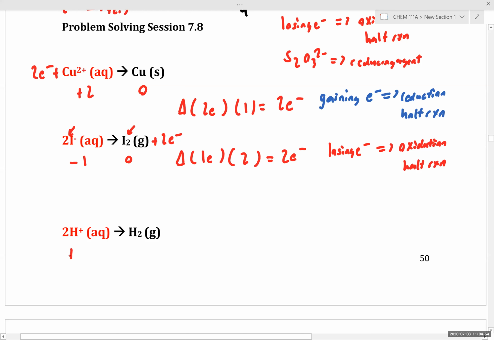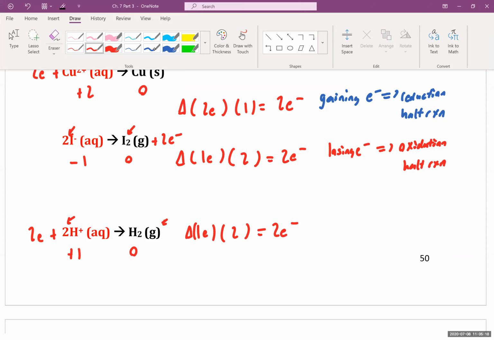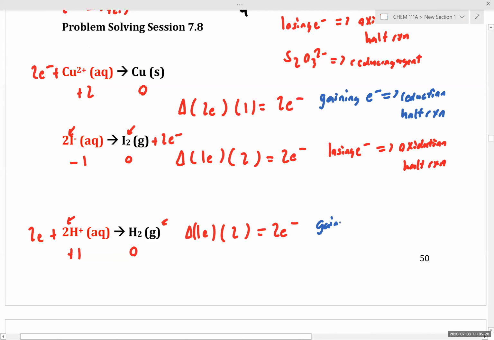Looking at the last example, we go from +1 to 0. So our difference is 1 electron, and we have 2 hydrogen atoms. So we have 2 electrons. Our oxidation number is decreasing and becoming more negative. So we're gaining electrons. And as we are gaining electrons, we call this a reduction half reaction. So gaining electrons, this would be a reduction half reaction.